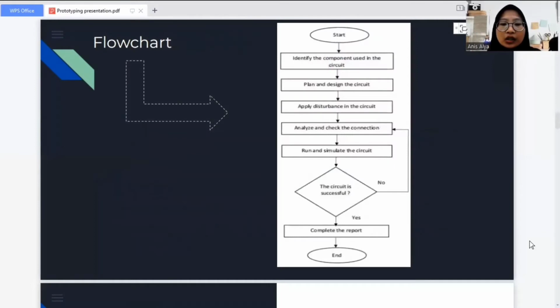Next, the flowchart. We start by identifying the components used in the circuit, then plan and design the circuit, and apply disturbance in the circuit. After that, check the connection and simulate the circuit. If the circuit can run successfully, we can complete the report. If not, we have to recheck the connection of the circuit.